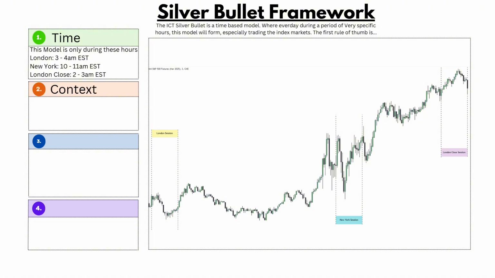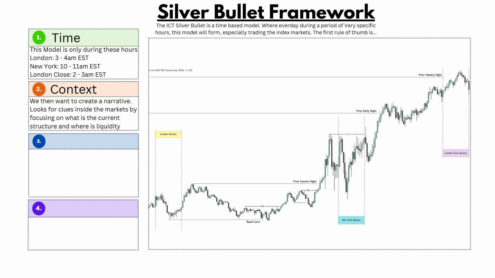Before we can place a trade with a silver bullet, we have to pay attention to underlying context. And context is basically creating a narrative and looking for clues inside the markets by focusing on what is the current structure as well as where is liquidity currently lying. When it comes to identifying liquidity pools, these are the key levels that you want to pay attention to: equal highs and lows, prior session highs and lows, prior daily highs and lows, and prior weekly highs and lows.